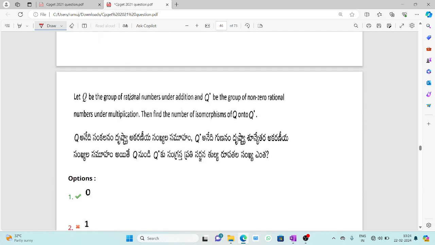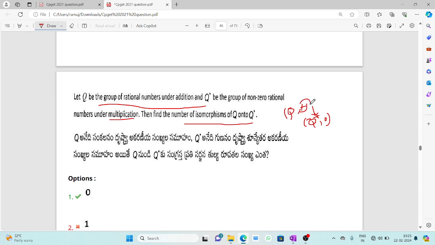Question 63: let Q be the group of rationals under addition, and Q star be the group of non-zero rational numbers under multiplication. Find the number of isomorphisms from Q onto Q star. He is asking about onto maps. He provided two groups here. One is Q under addition, which is clearly a group. Q star means we are removing zero from Q, under multiplication. So he is asking for the number of onto bijections.